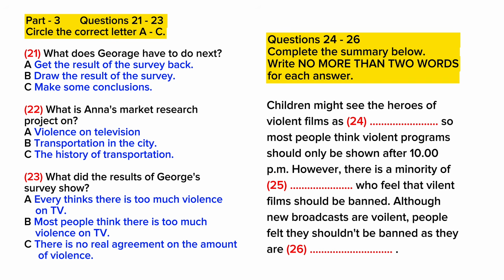A lot of people were concerned about how these films affect children. They are particularly worried that children will try to behave like the stars. The survey shows that violent programs should be broadcast after 10 p.m., when most children are already in bed. There is also a significant minority of people who feel that violent films should be banned altogether.